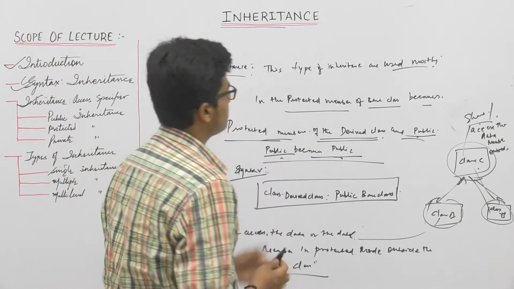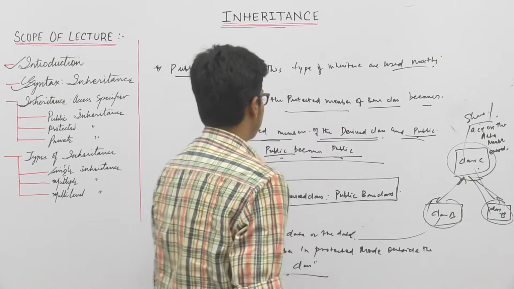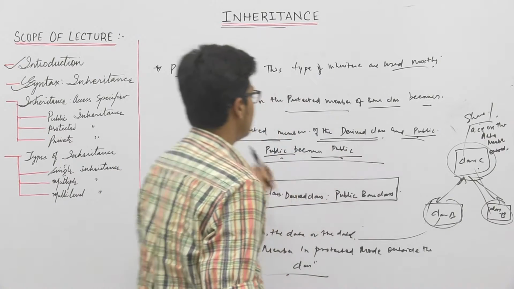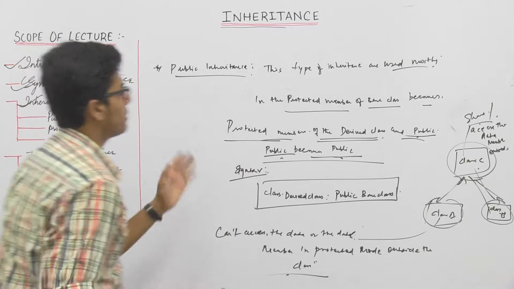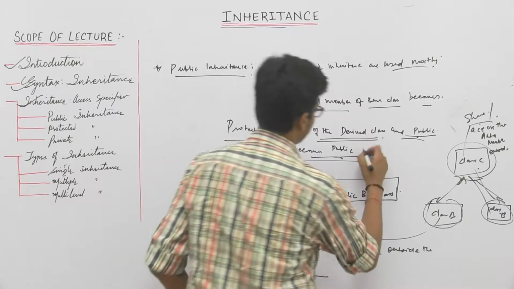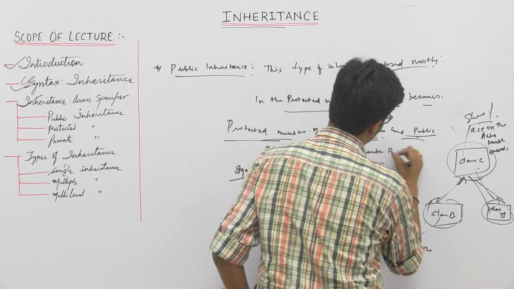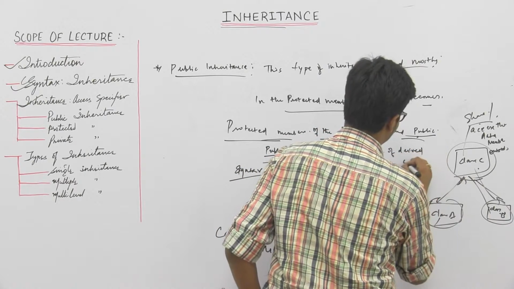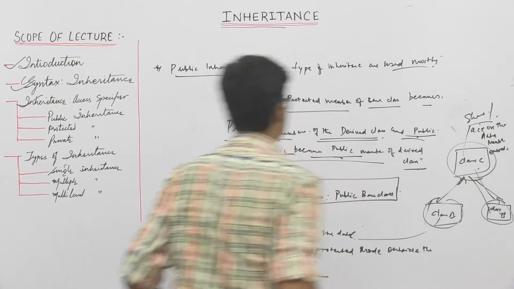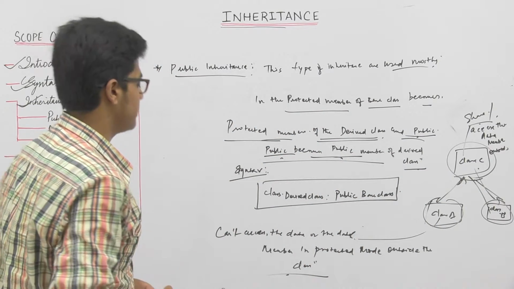In protected inheritance, the protected member of the base class becomes the protected member of the derived class, and the public member of the base class becomes the public member of the derived class. So here, public inheritance.